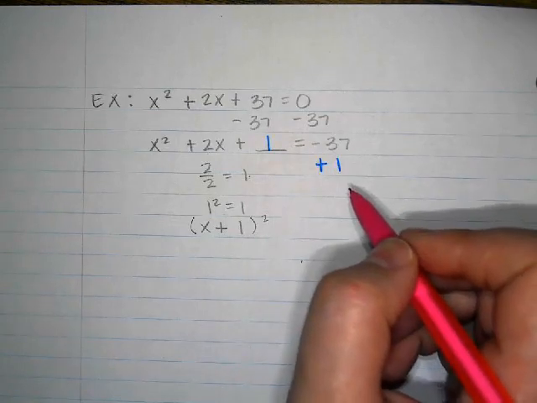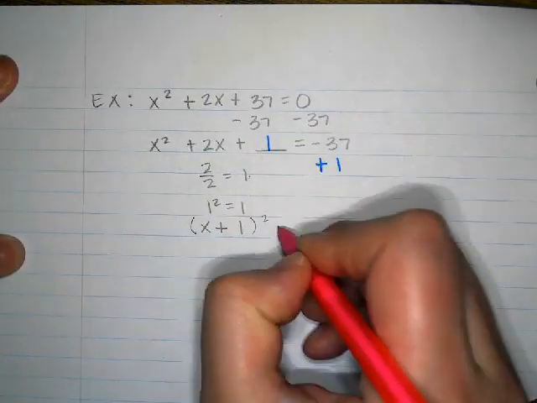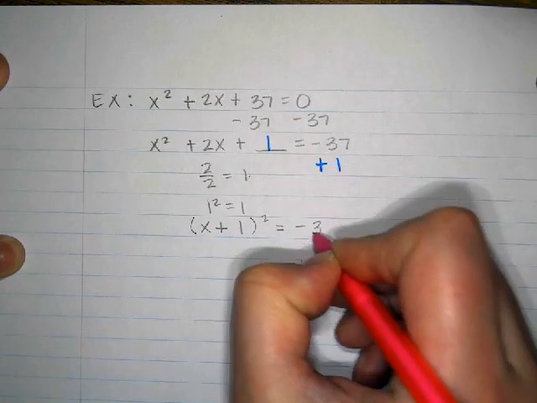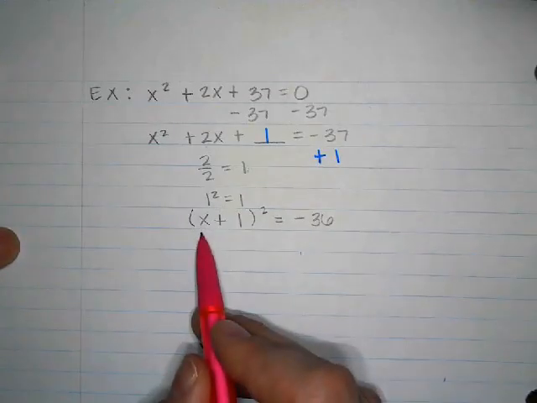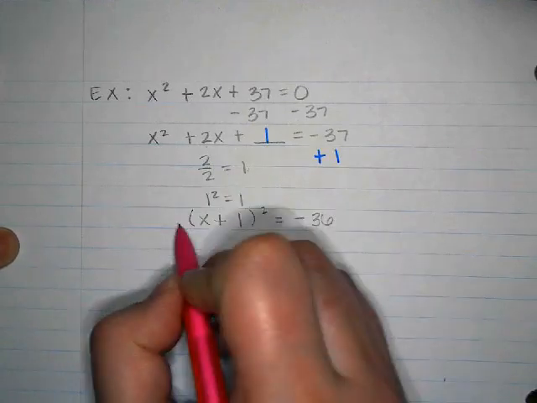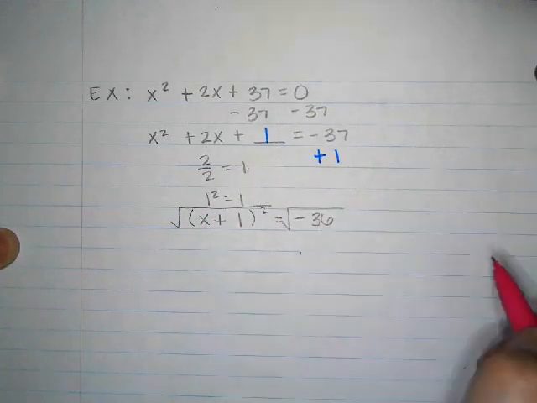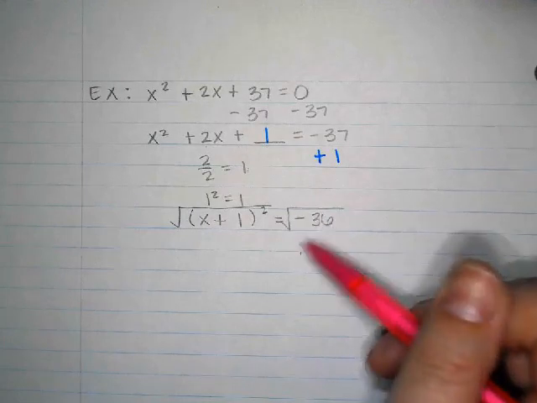All right, and then tell me what it equals. Negative 36. Okay. And now if I want to solve for x, what do I do from here? I'm going to square root. Okay. Square root the left side, square root the right side. What happens when I square root negative 36? I'm going to have the i thing, okay?